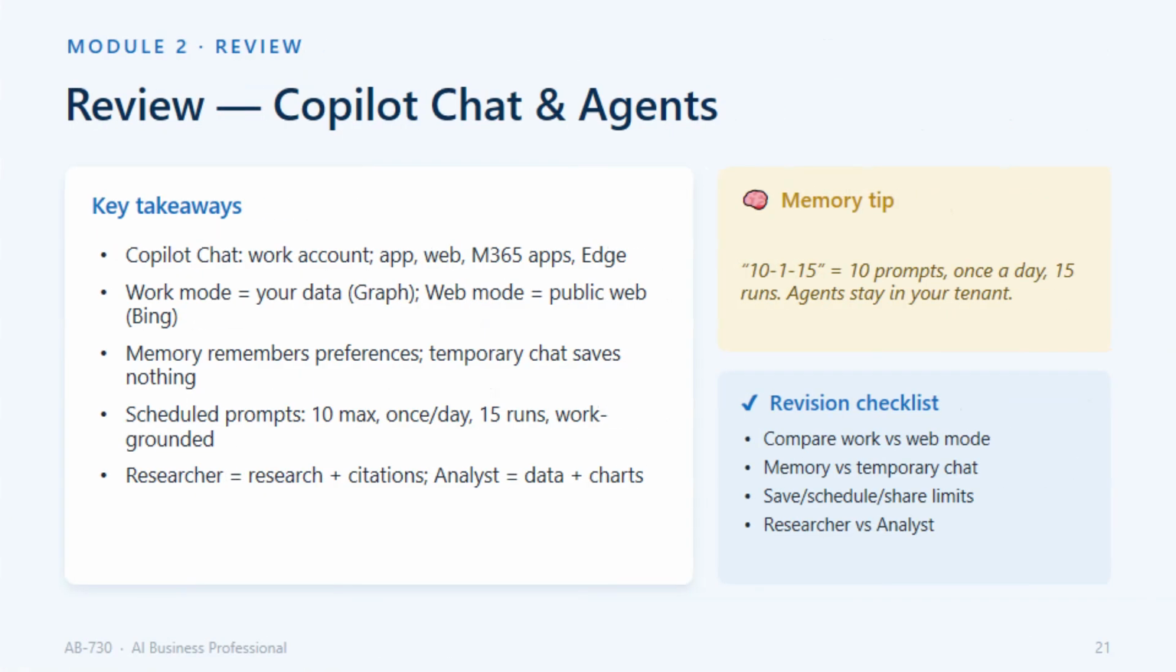Key takeaways. Copilot Chat is accessed via your work account through several entry points. Work mode uses your data. Web mode uses public web data. Memory stores preferences. Temporary chat does not. Scheduled prompts are limited to 10, once daily, 15 runs, and are work-grounded. Researcher handles research and citations. Analyst focuses on data analysis. Memory tip: October 1st, 15 for scheduled prompts.